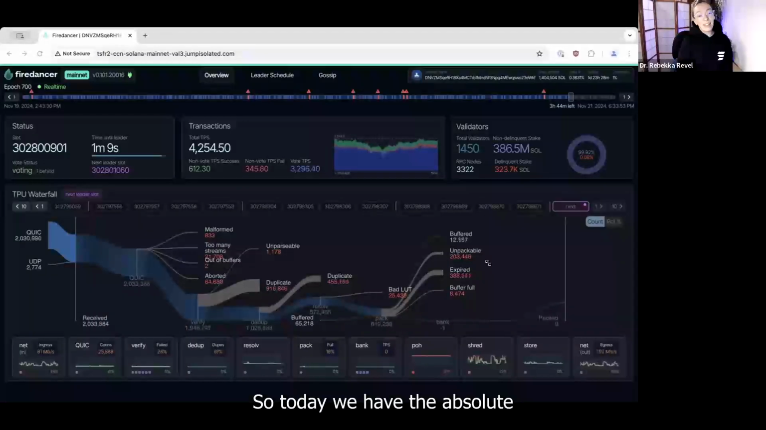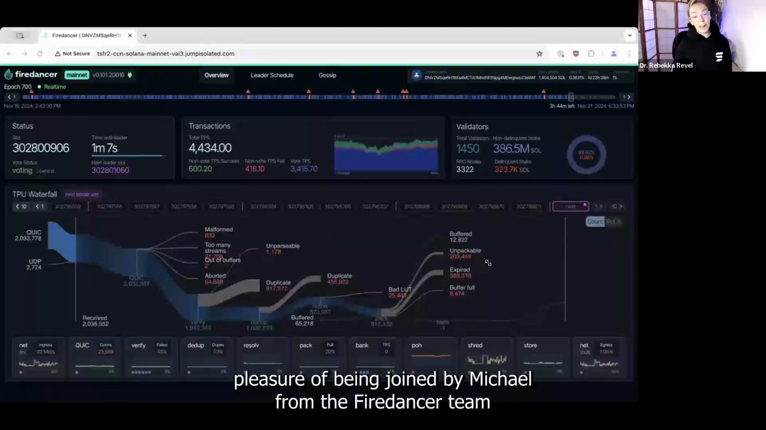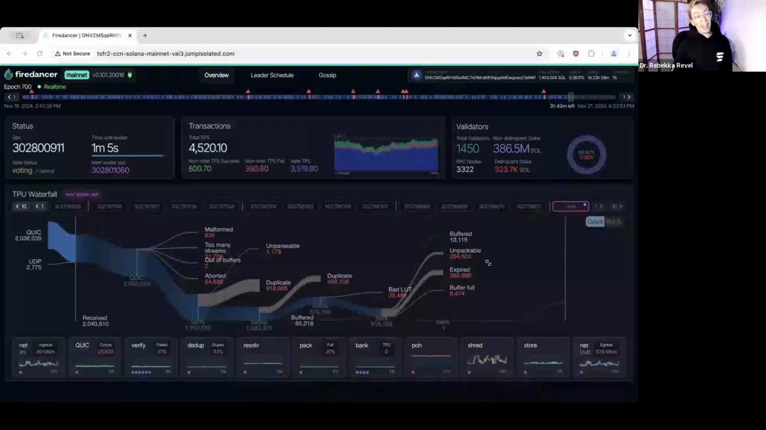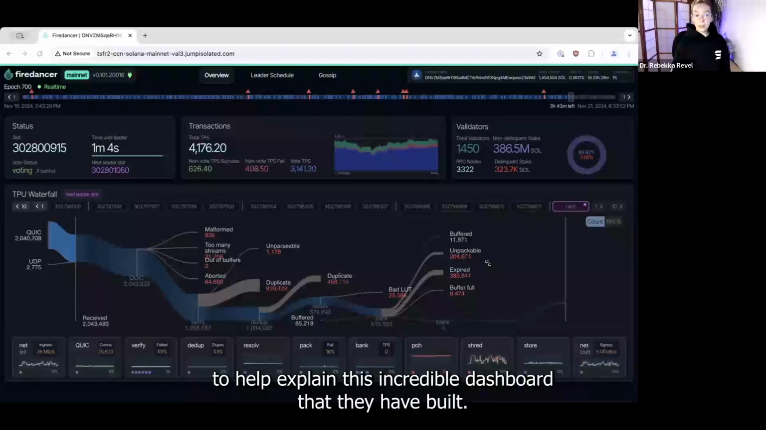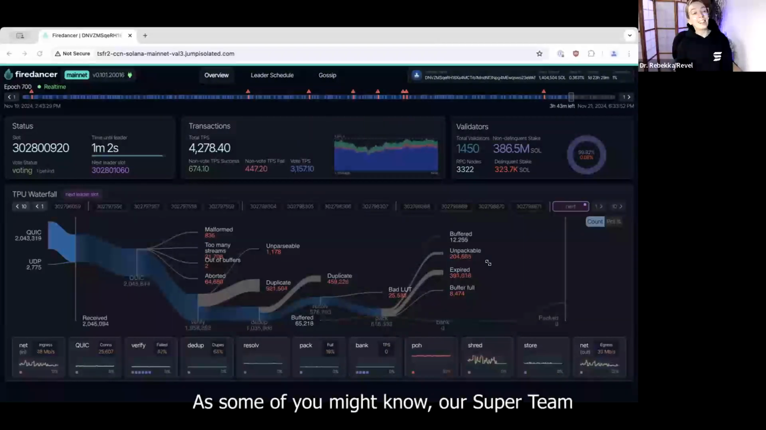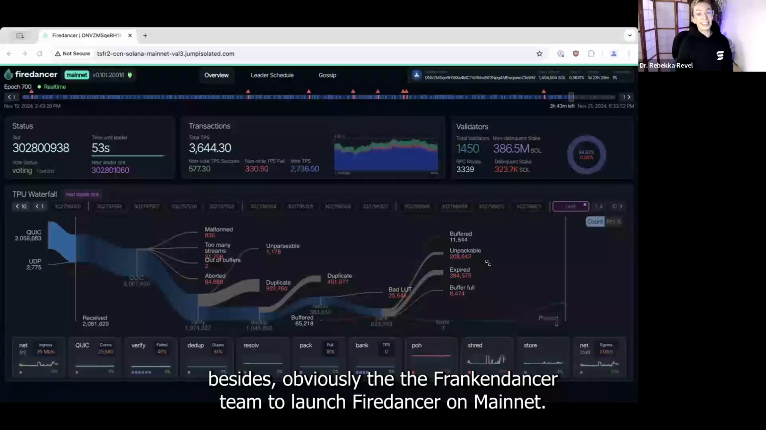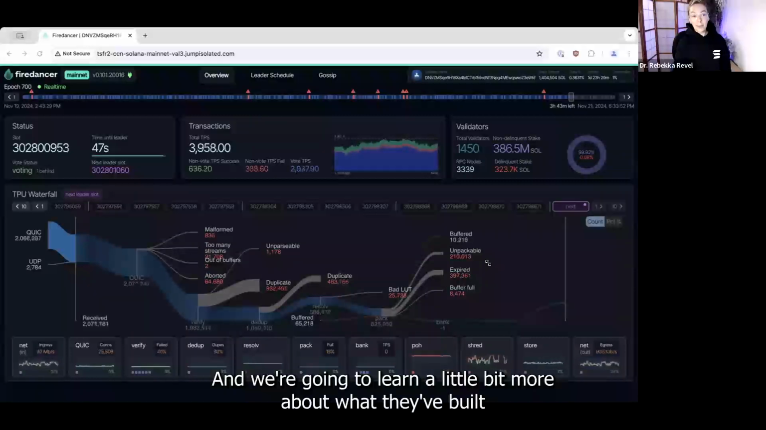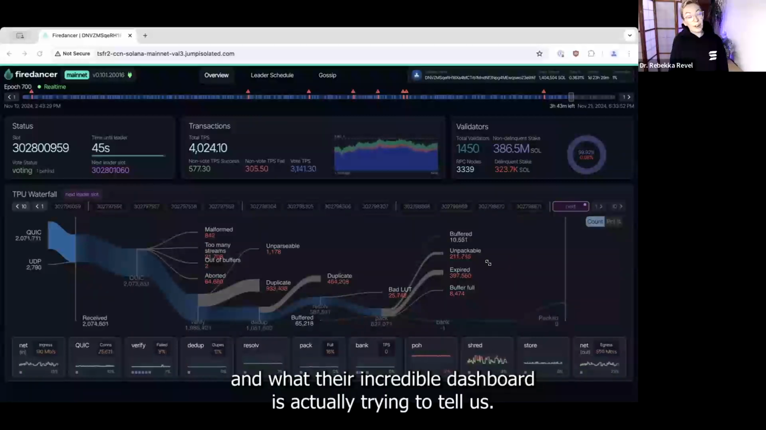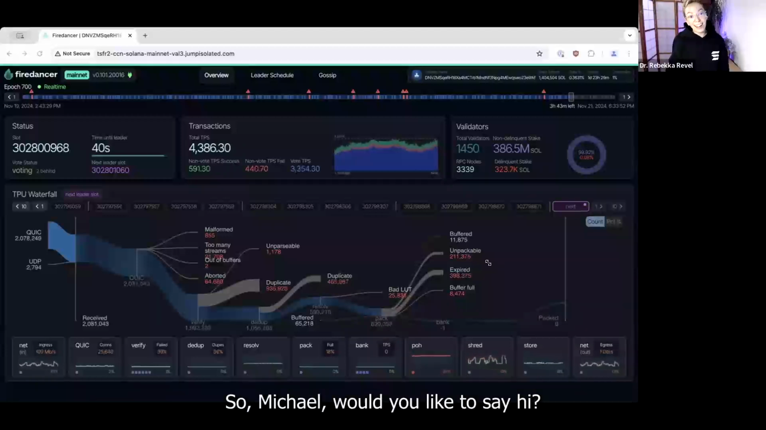So today we have the absolute pleasure of being joined by Michael from the Firedancer team to help explain this incredible dashboard that they have built. As some of you might know, our super team and staking facilities validator has been the first, besides obviously the Firedancer team, to launch Firedancer on mainnet. And we're going to learn a little bit more about what they built and what their incredible dashboard is actually trying to tell us. So, Michael, would you like to say hi?